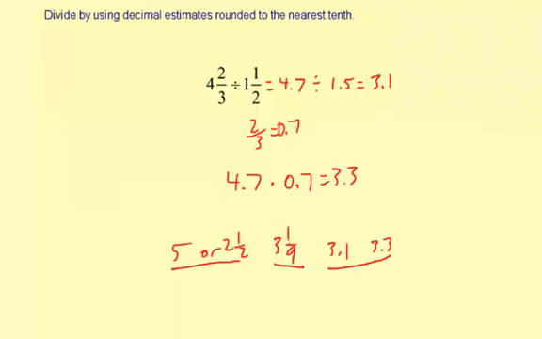3 1/9 is between 2.5 or 5, so that looks good. And the 3.1 to 3.3, those are all pretty close to 3 1/9. I think this 3.1 is a lot closer. So we'll use this 3.1 for the answer.